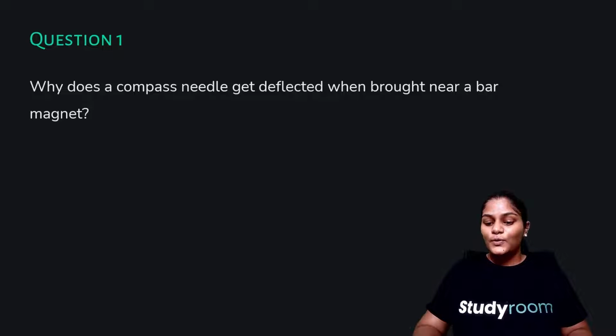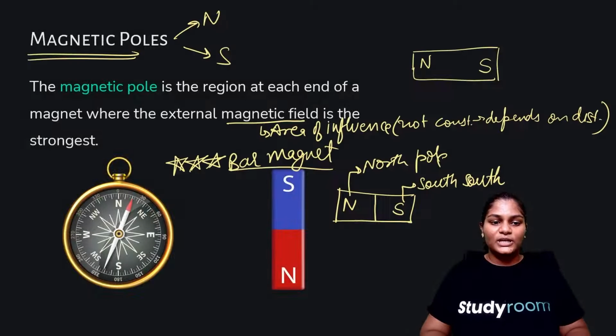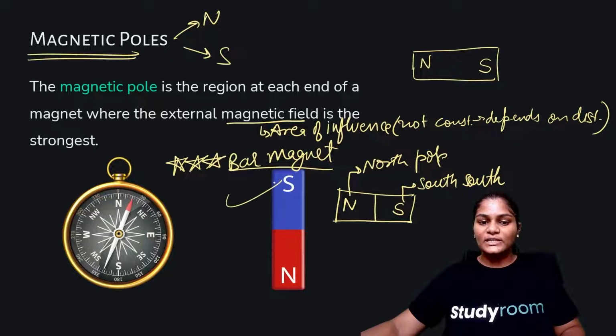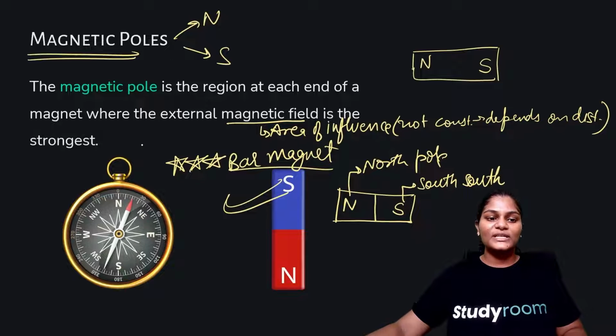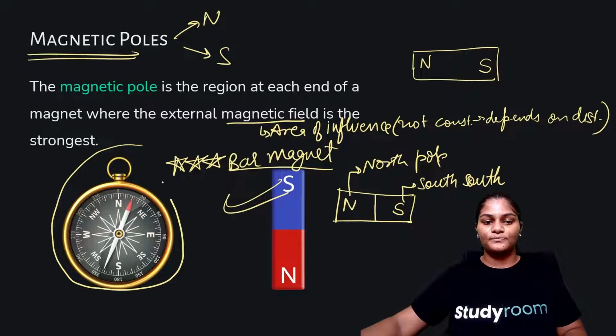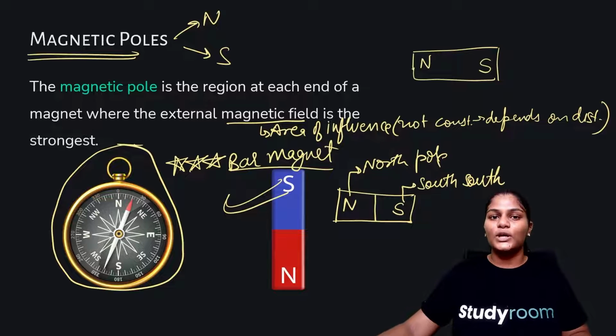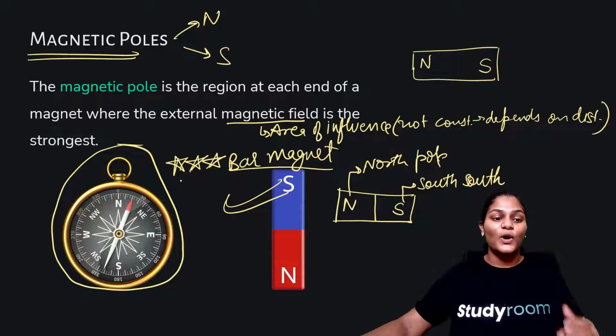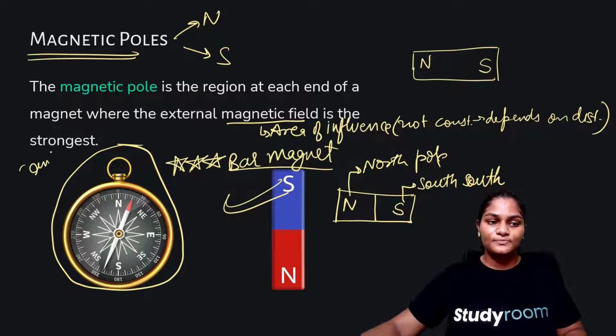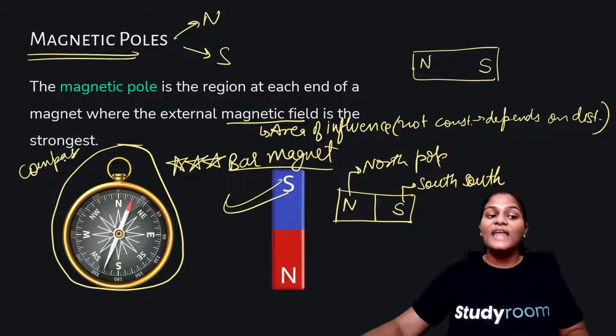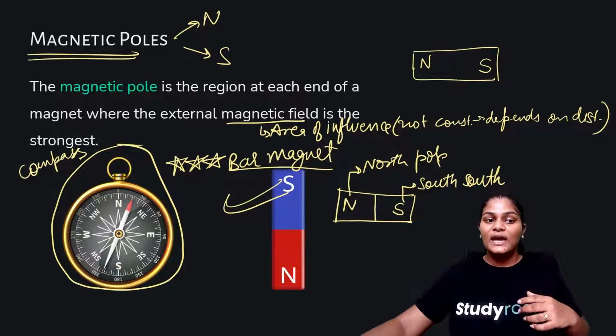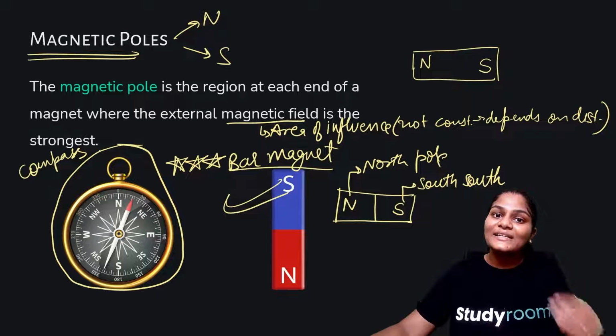Now, in this picture, do you see this? I explained this to you. This is the bar magnet. What is this thing called? Do you know what this is called? This is called a compass. And this compass is nothing but a magnet in itself.